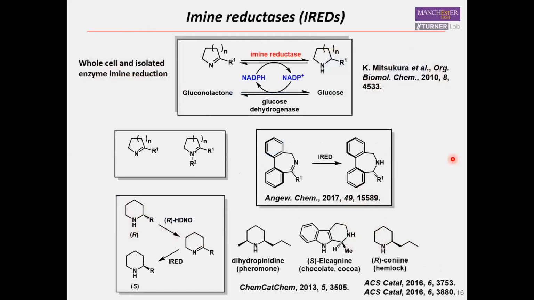And so we have applied imine reductases widely. We've shown that they can be used to catalyze asymmetric reduction of a wide range of different imines of different ring sizes, 5, 6, 7, some more sterically demanding than others. They can reduce iminium ions, they can be combined with other enzymes to deracemize, and we've shown that they can be applied already in natural products and target molecule synthesis, despite the fact that they're relatively new enzymes.